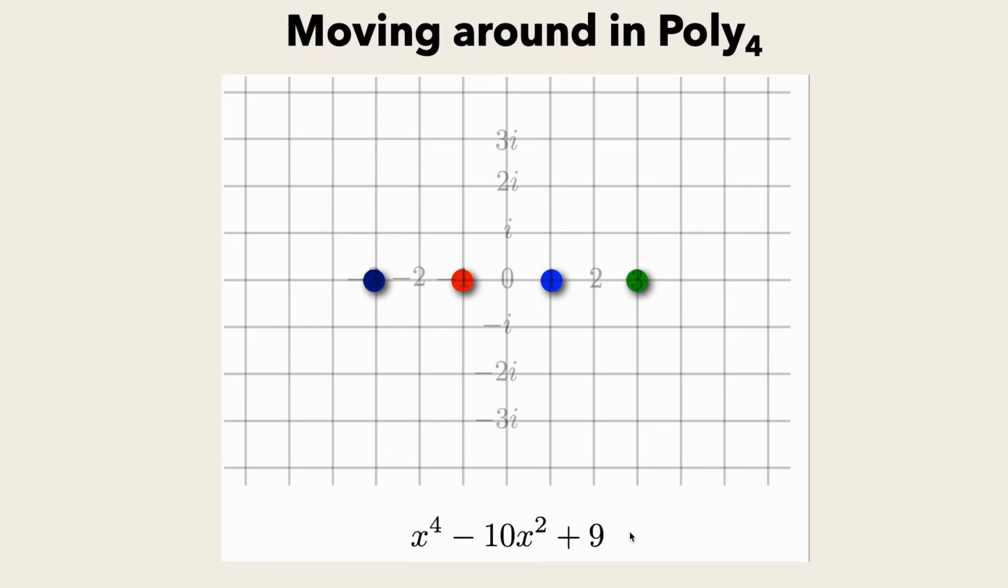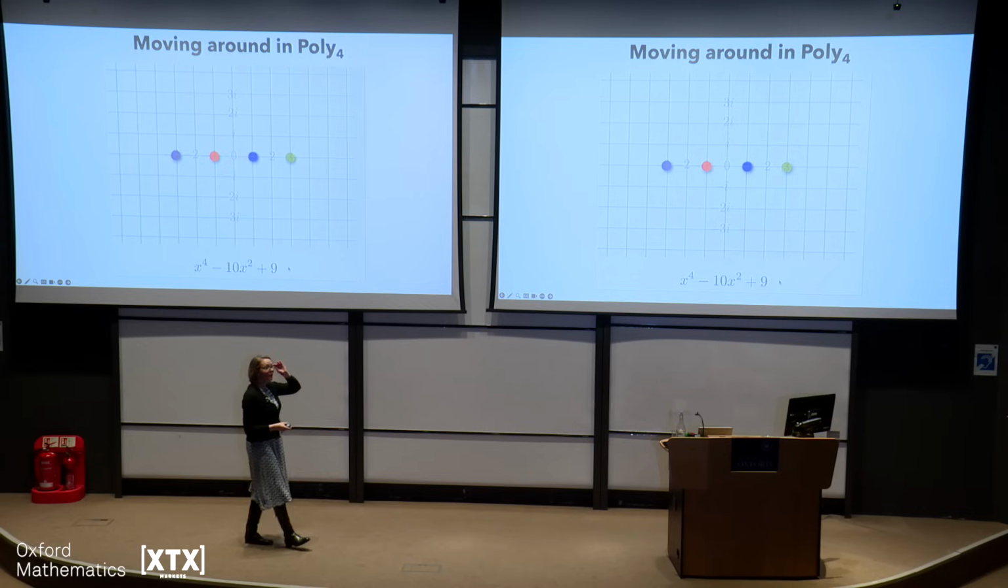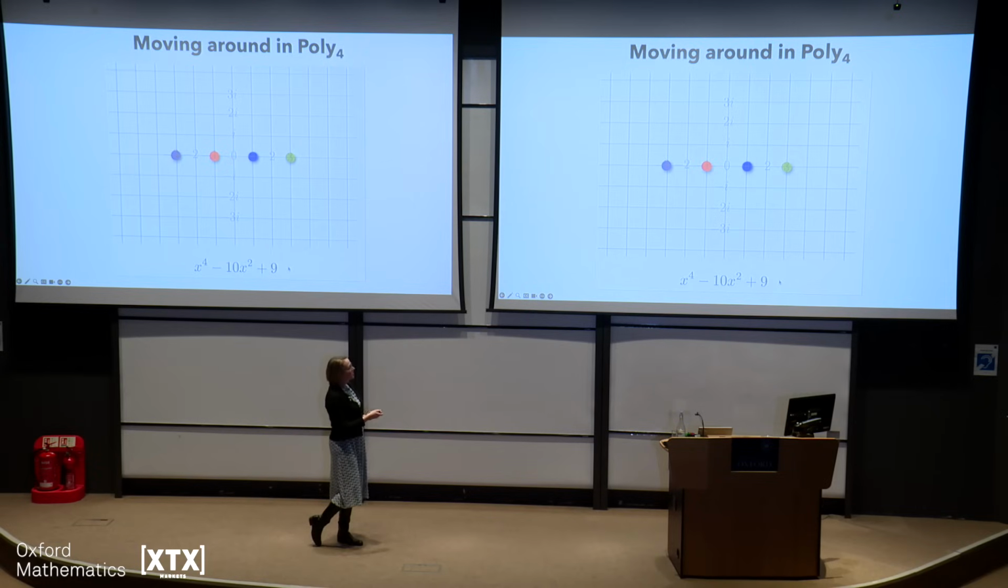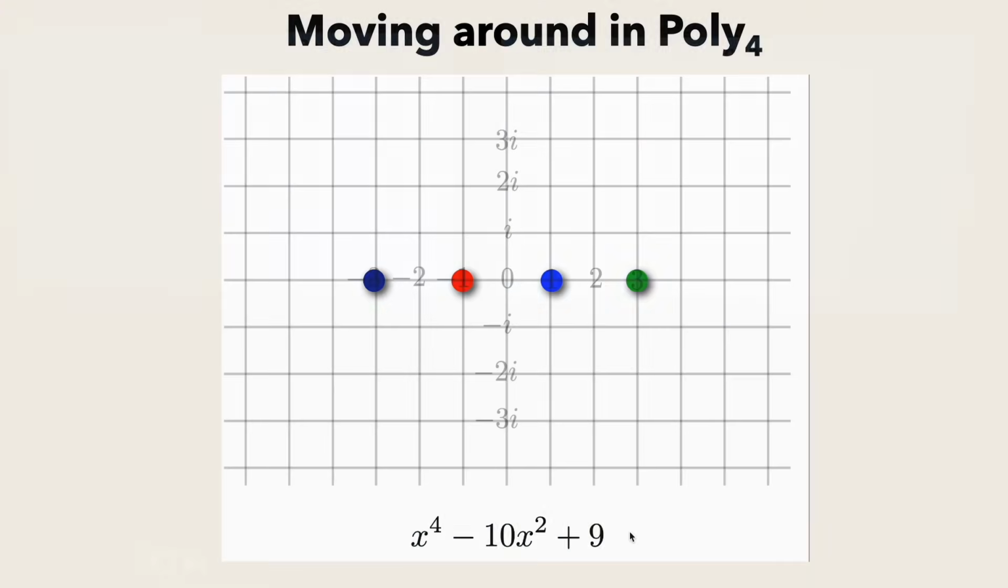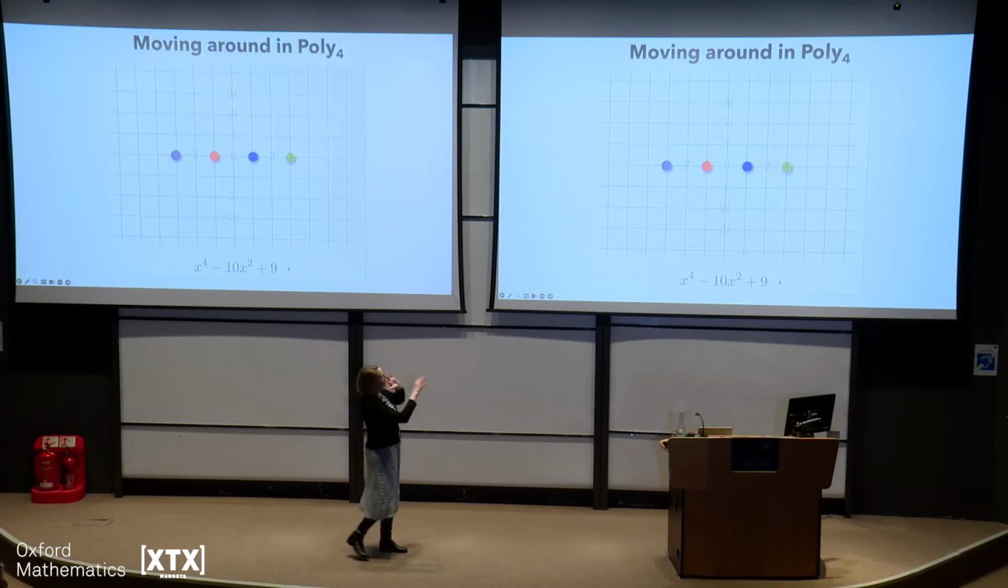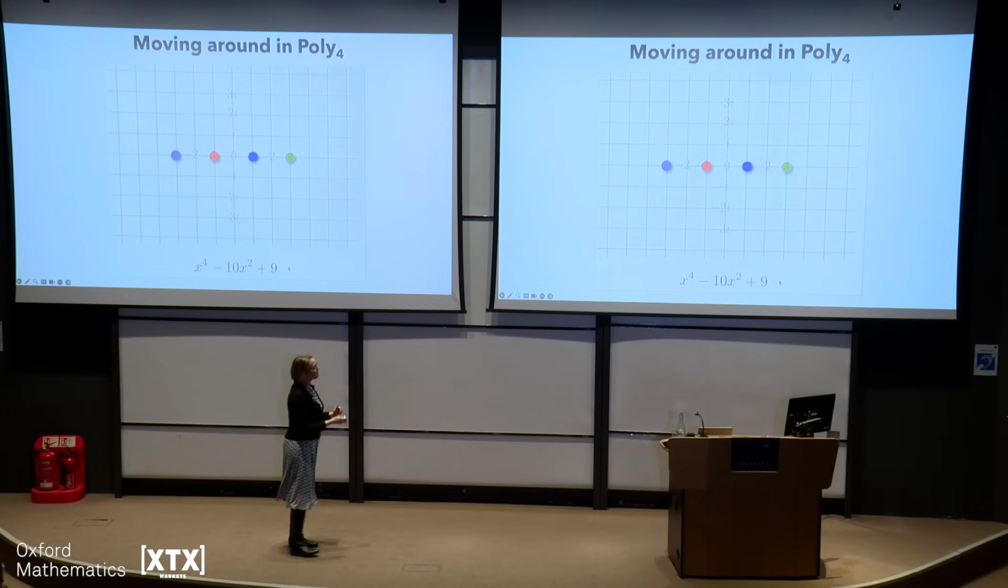So what I want you to picture now is that we live in the space poly 4, right? So we're in degree 4 polynomials. So I'm trying to do something a little bit more complicated than quadratics here. So the quartic polynomial, the degree 4 polynomial x to the 4th minus 10x squared plus 9, has these 4 distinct roots. Okay? And so there are colors there. If you can see them, it might help you follow them around, but we don't need them. There's nothing important about the colors there.